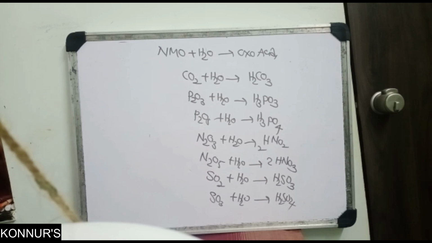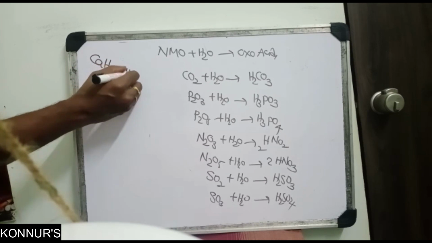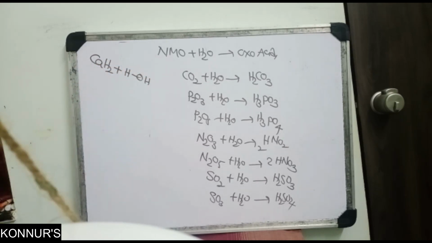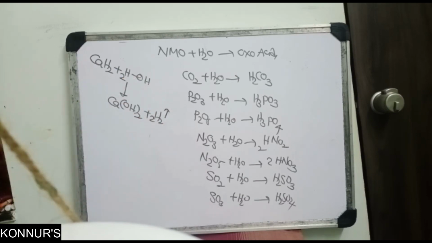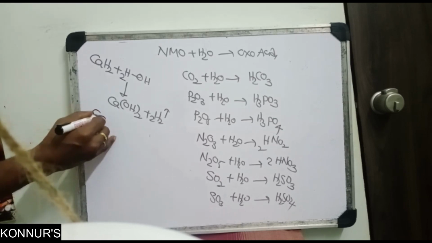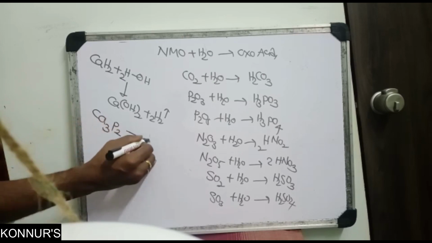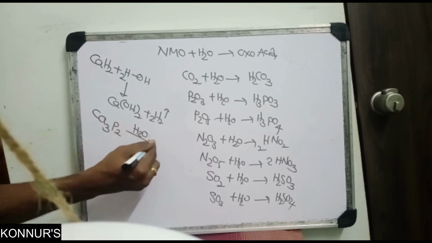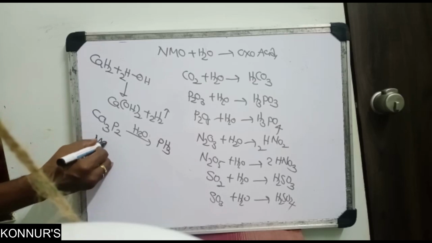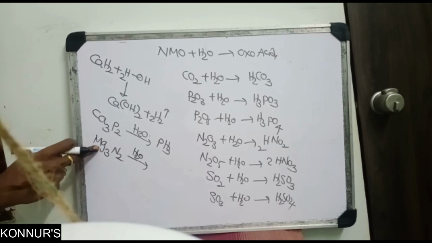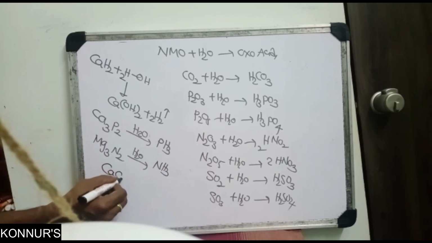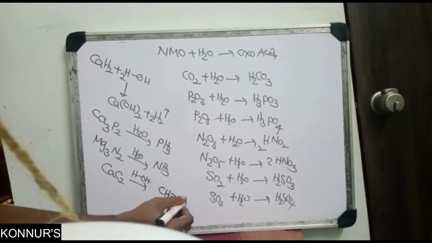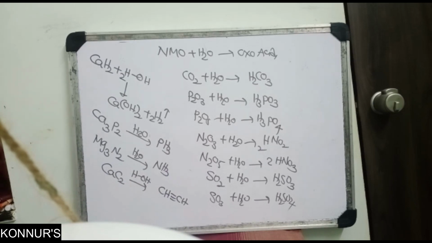Next, hydrides react. Suppose calcium hydride reacts with water, 2 moles, you get calcium hydroxide plus hydrogen gas coming outside. Suppose calcium phosphide, Ca3P2, is treated with water: calcium hydroxide comes, and phosphorus and hydrogen give PH3. Magnesium nitride, Mg3N2, treated with water gives Mg(OH)2, and nitrogen and hydrogen give NH3. Carbide, CaC2, treated with water, hydroxide goes outside and you get C2H2. So that is how we get these compounds.